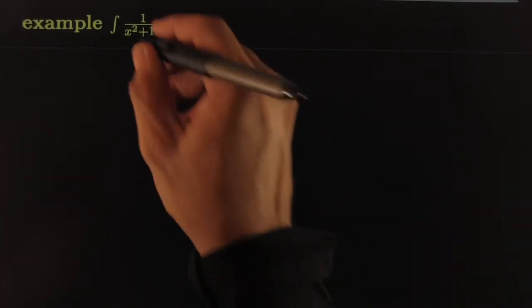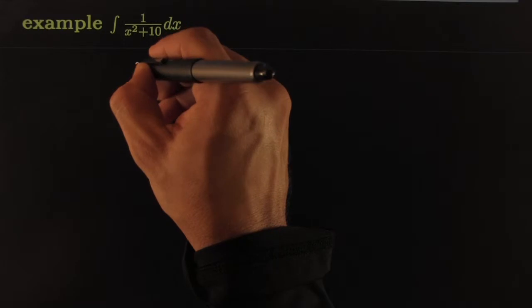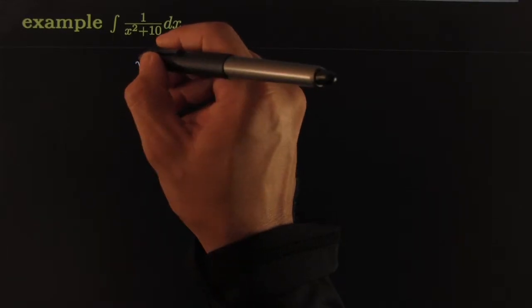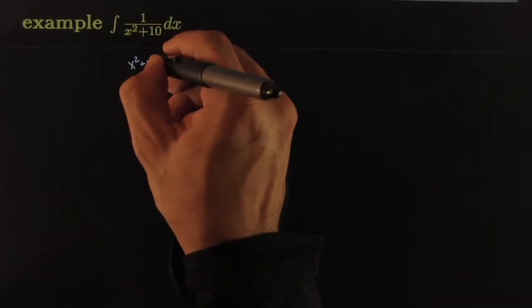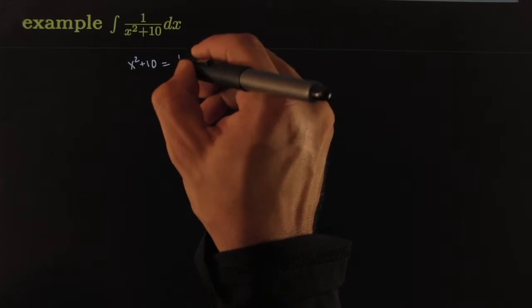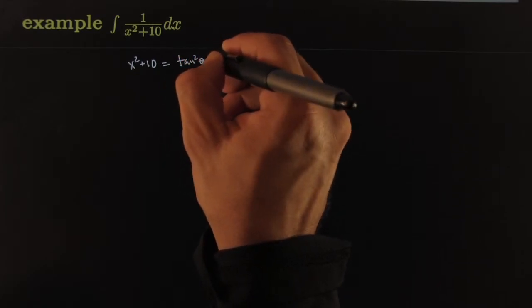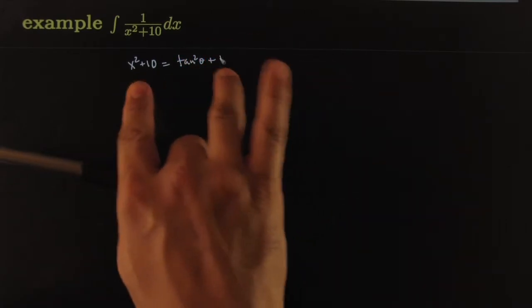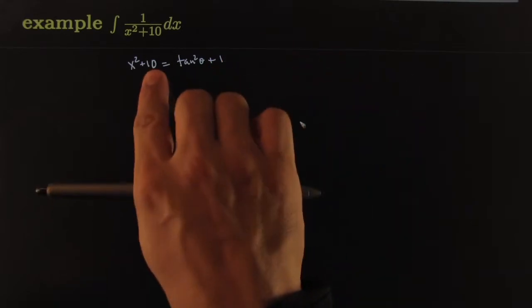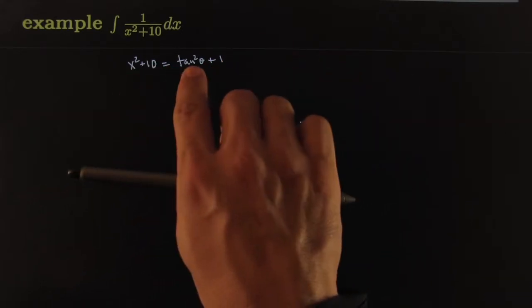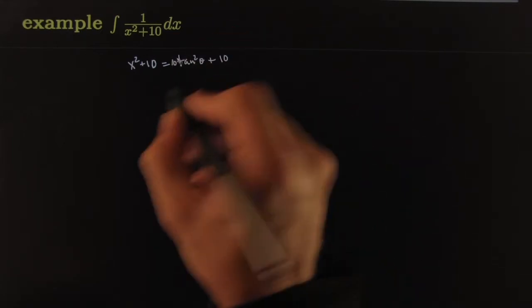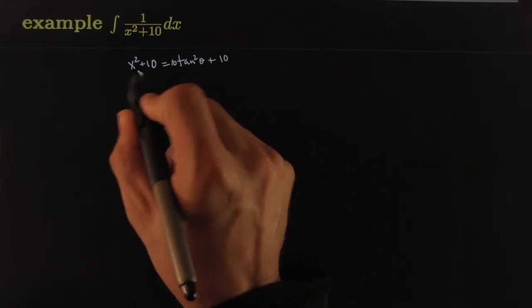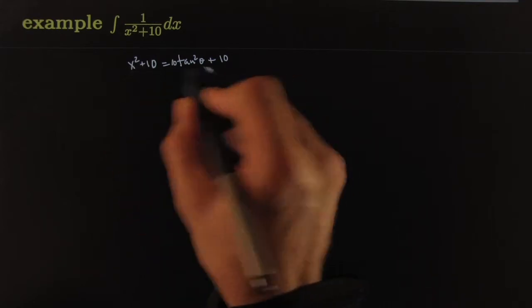What you could say is, hey, wouldn't it be nice if x squared plus 10 was equal to a tangent square theta plus 1? Well, it'll never be that, because it would be much easier to make it match the 10 here and put a 10 there. That would be easier to do. You can't mess around with the 10, you can only mess around with the x. The x is going to be your substitution.